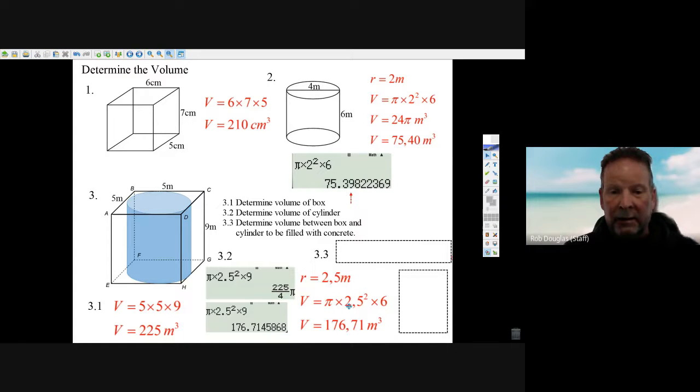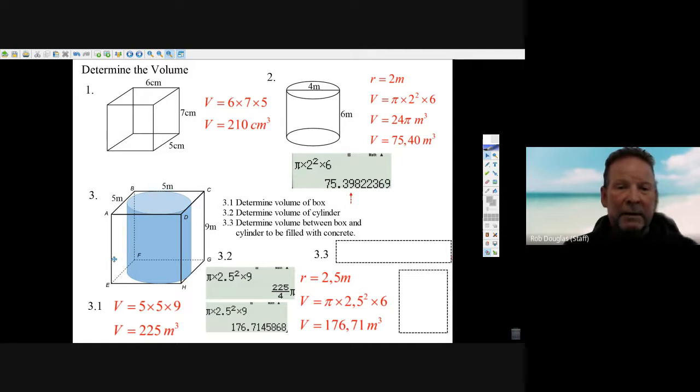So pi r squared times 9, and that's it. 176.71. I went to that 1. The next number was 4. That's why I rounded down 1.